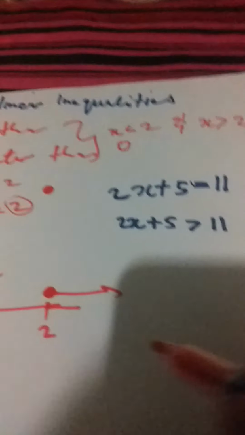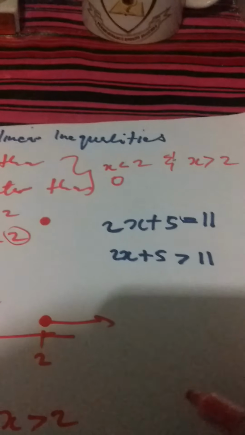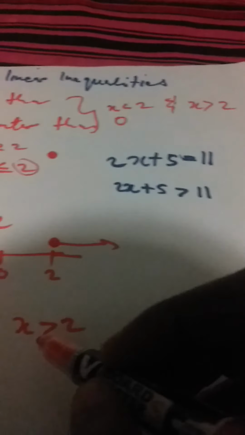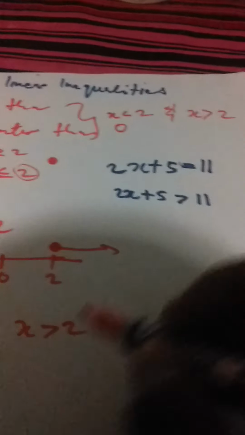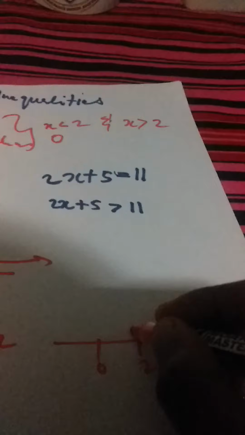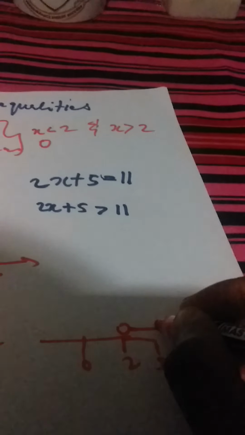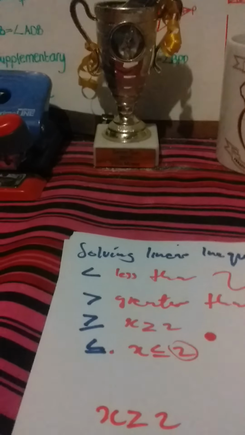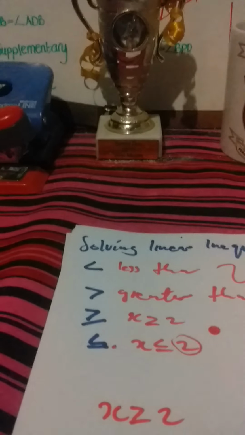Okay? And for x greater than 2, to represent it on a number line, we say this is our number line starting from 0, and here we have 2, then we have 3, and it goes on. So we start here. Since this sign means x has to be strictly greater than 2, we have to represent that with an empty circle. Then we say all the numbers that are on the right side of 2. So that was it for representing inequalities on a number line.